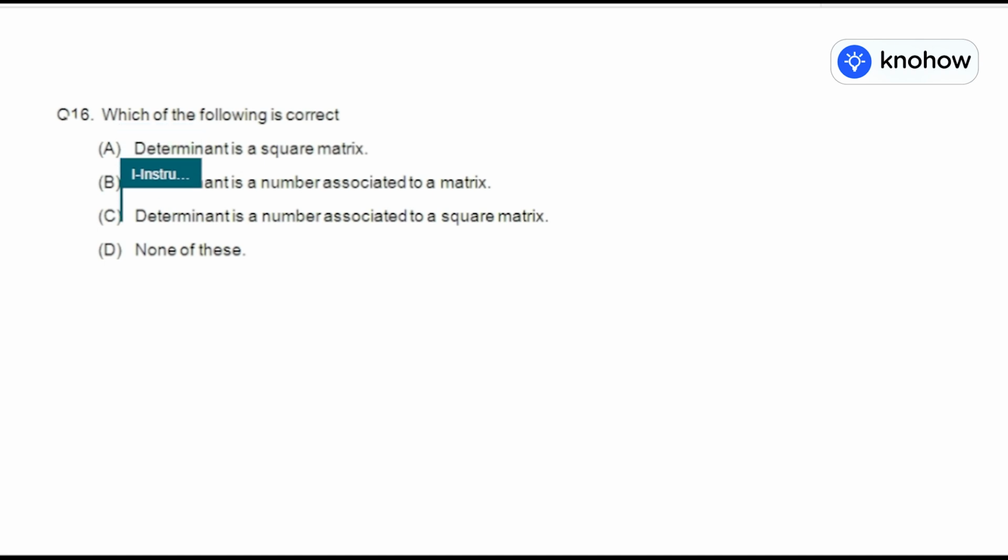Determinant is a number associated to a matrix, can be of any order? No. Because determinant is always for a square matrix. But determinant is not equal to a square matrix. To every square matrix a determinant is associated, but the square matrix itself is not a determinant. What is it then? Determinant is a number associated with the square matrix. So C part is the correct answer.